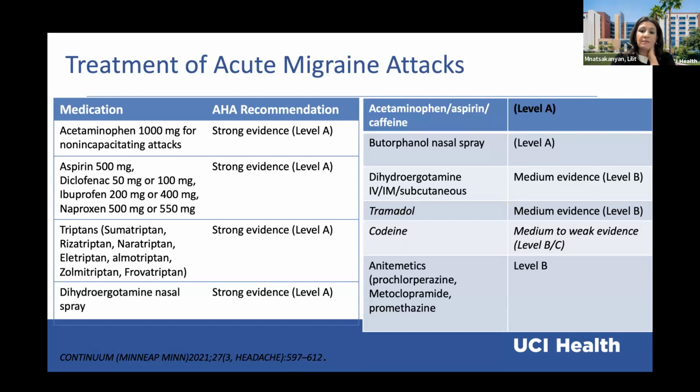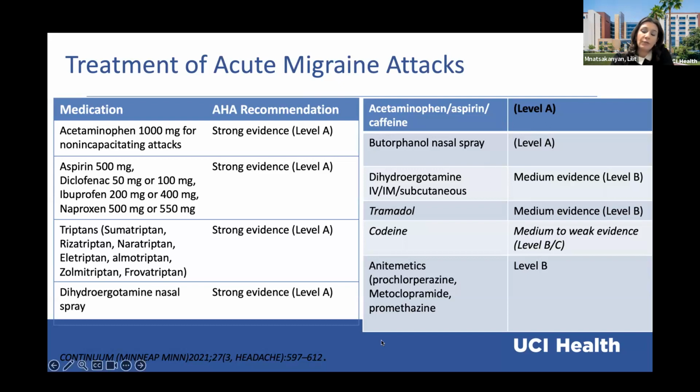Then we have migraine-specific therapies under the group triptans. There are 7 triptans available, all having strong level A evidence. Then another group of medication called dihydroergotamine, which comes in nasal and IV formulations, all with level A evidence. Then we have some with level B, meaning possibly effective. Again, the IV for dihydroergotamine, tramadol, and no really or very weak evidence for codeine.